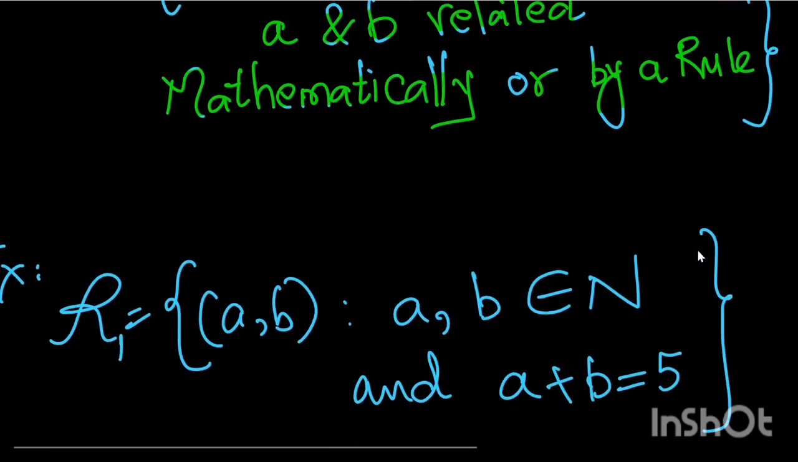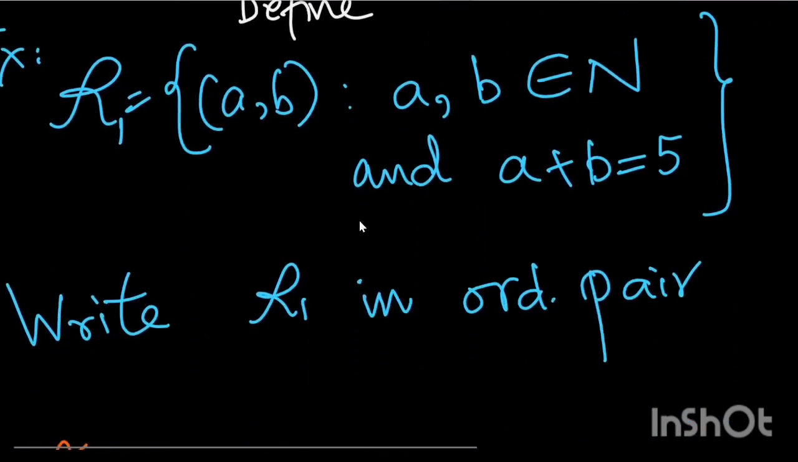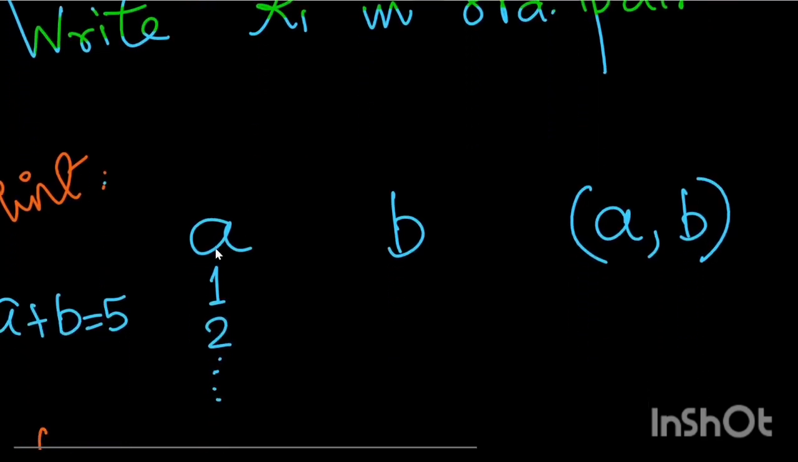So let's take an example. Here we need to define a relation in ordered pair representation. Write R1 in ordered pair representation where R1 is defined as A comma B, where A and B are natural numbers satisfying A plus B equals 5. So guys, A comma B, that is the hint, and then A comma B we will write as the ordered pair.